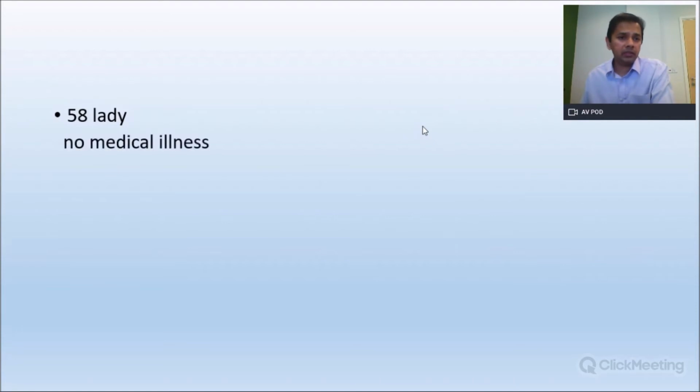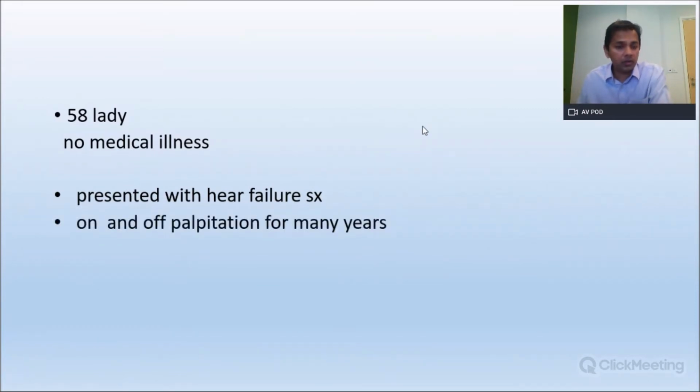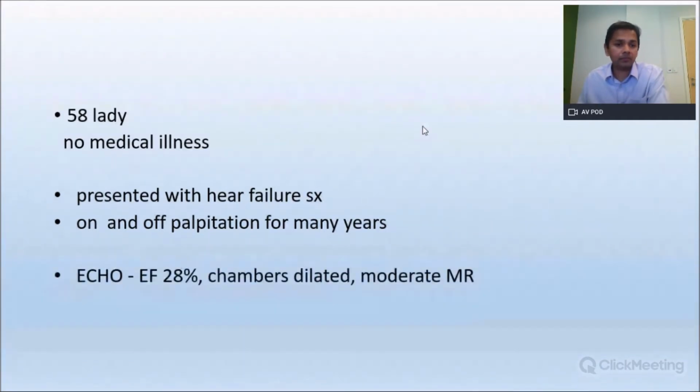So this is actually an interesting case, a 58-year-old lady, no medical illness. I actually did a case report from this case. She presented with heart failure symptoms. Upon further history, she actually had palpitation for many years, and the doctors told her it was normal and there's nothing wrong with her.